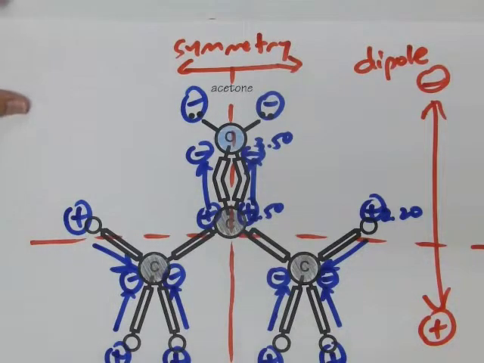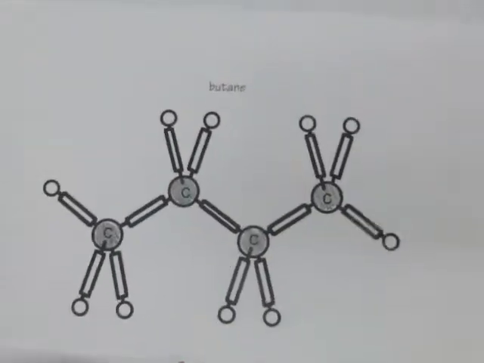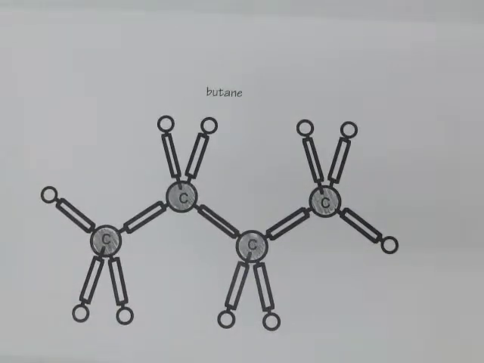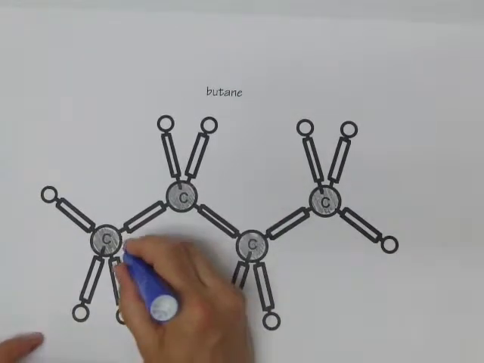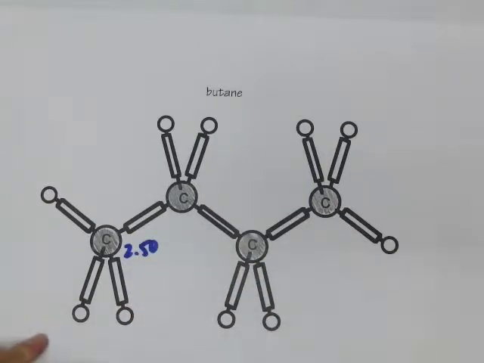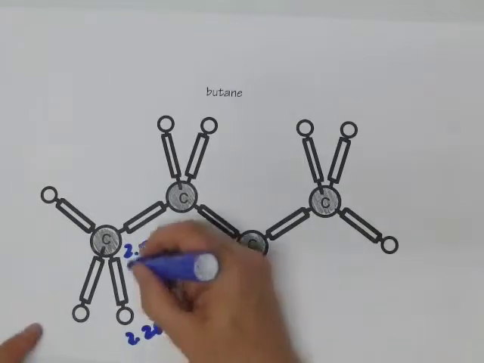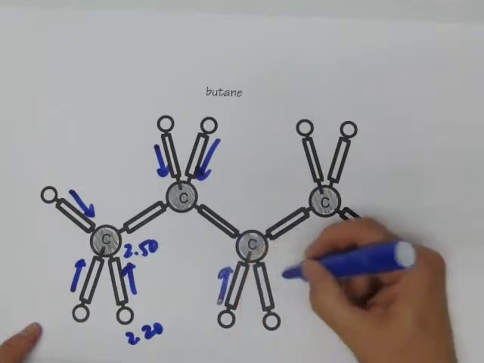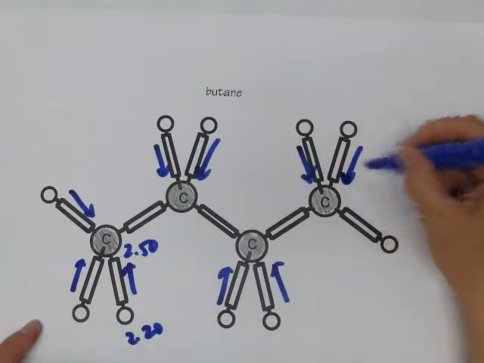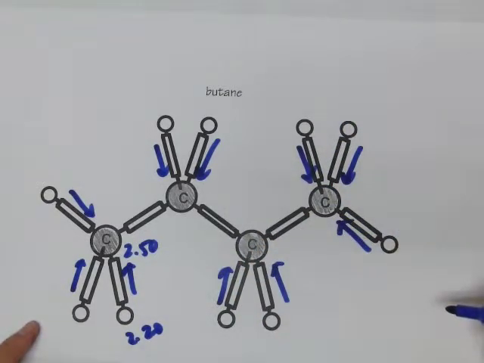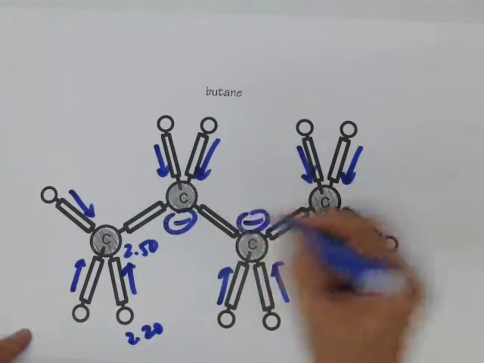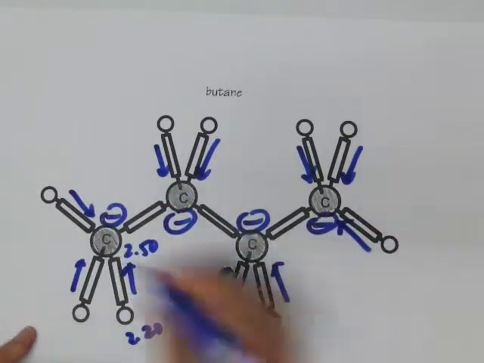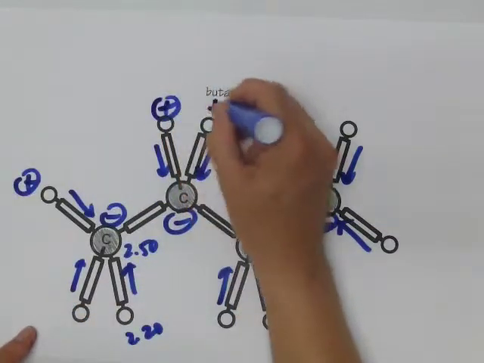How about butane? Butane, 4 carbons, each electronegativity 2.50. All these hydrogens, 2.20. So that means that in all of these bonds, the electrons are being pulled towards the carbon side. Hey, didn't we see this before when we were looking at methane? Yes, we did. This is like 4 methanes stuck together. So if I look at the charges, the carbons are all going to be negative, and the hydrogens are all going to be slightly positive.